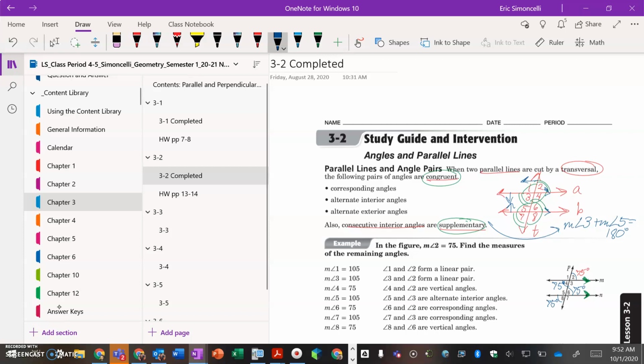So all I'm doing here is filling in everything I know, and I would do that as soon as possible, because then when you go through and finish, you're really having just the picture to guide you. This is going to be supplementary to 75 by virtue of linear pair. 180 minus 75 is 105.